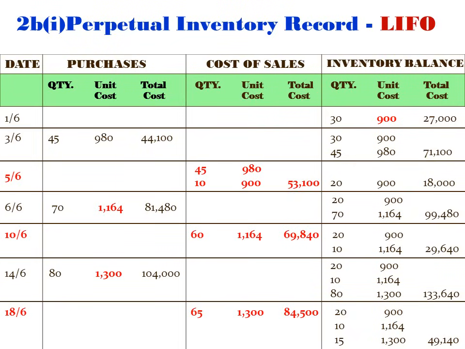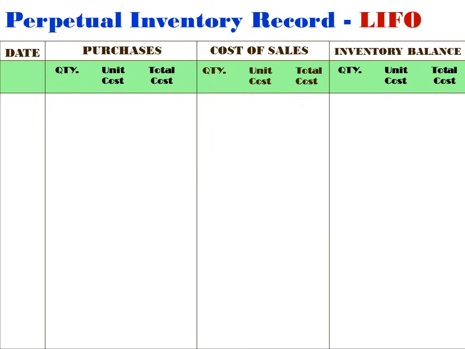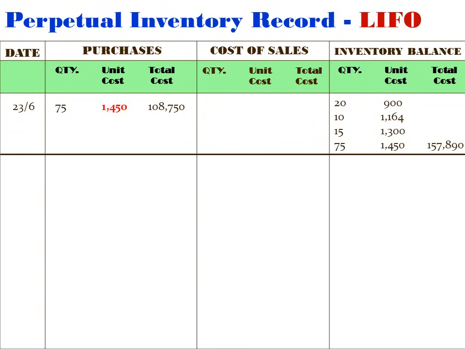Next, we turn to June 23rd. And they say to us that on the 23rd, we purchased another 75 units, but at a total cost of $108,750. So here again, you would need to work out the unit cost. The unit cost would simply be $108,750 divided by 75. And that gives us $1,450 each. So we go to our record and we reflect that. 23rd of the 6th, 75 at 1,450. So now at the end of the day, we are left with 20 at 900, 10 at 1,164, 15 at 1,300, and 75 at 1,450.